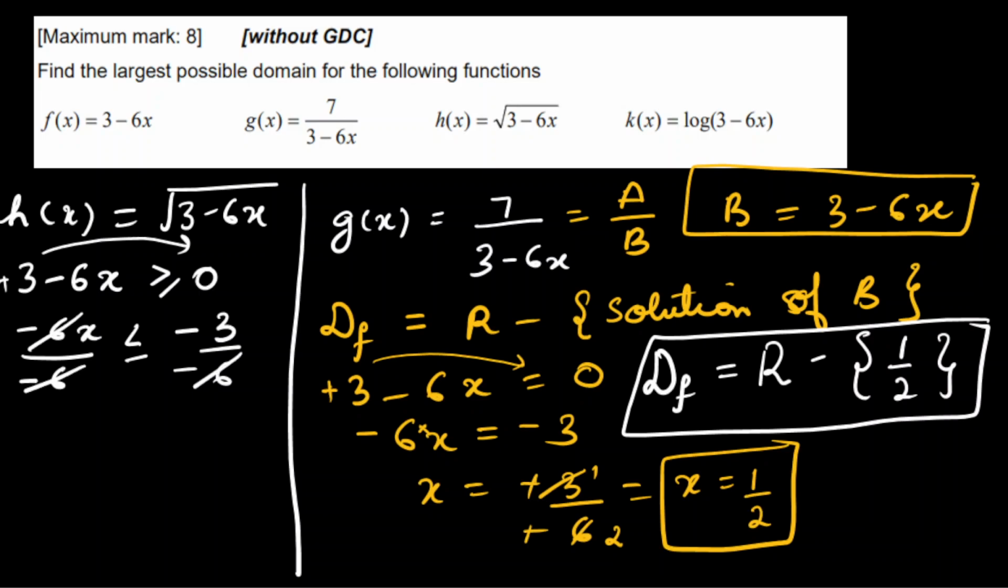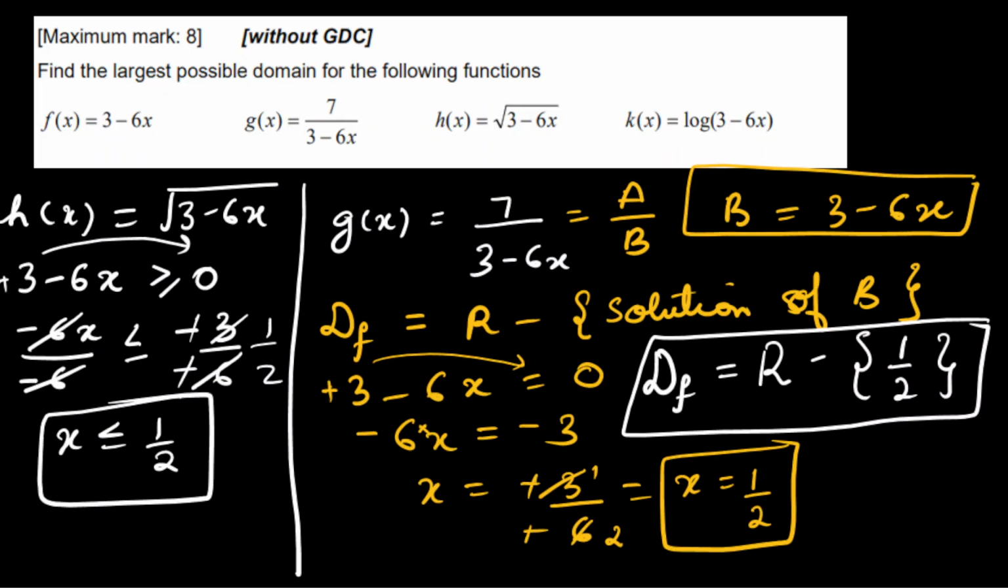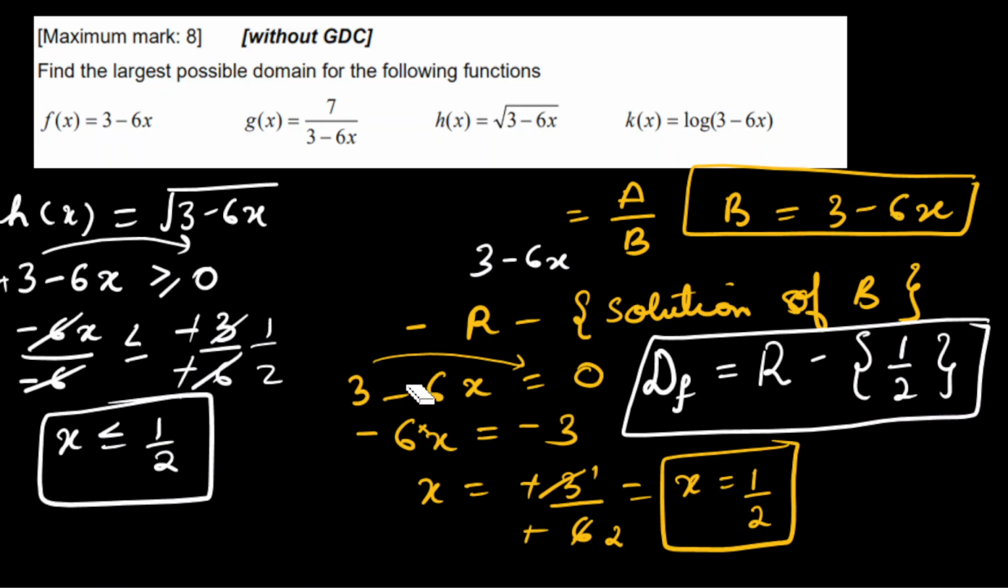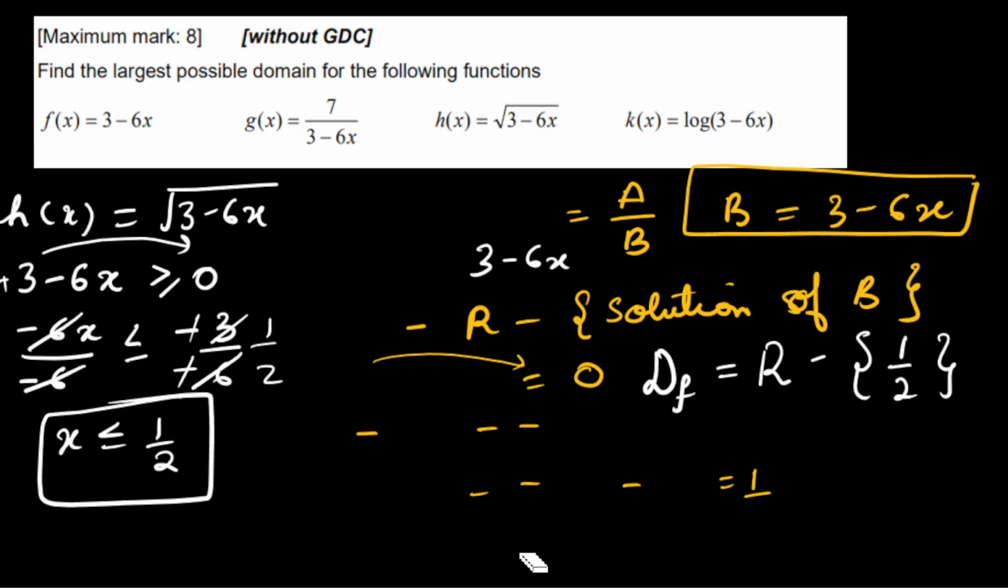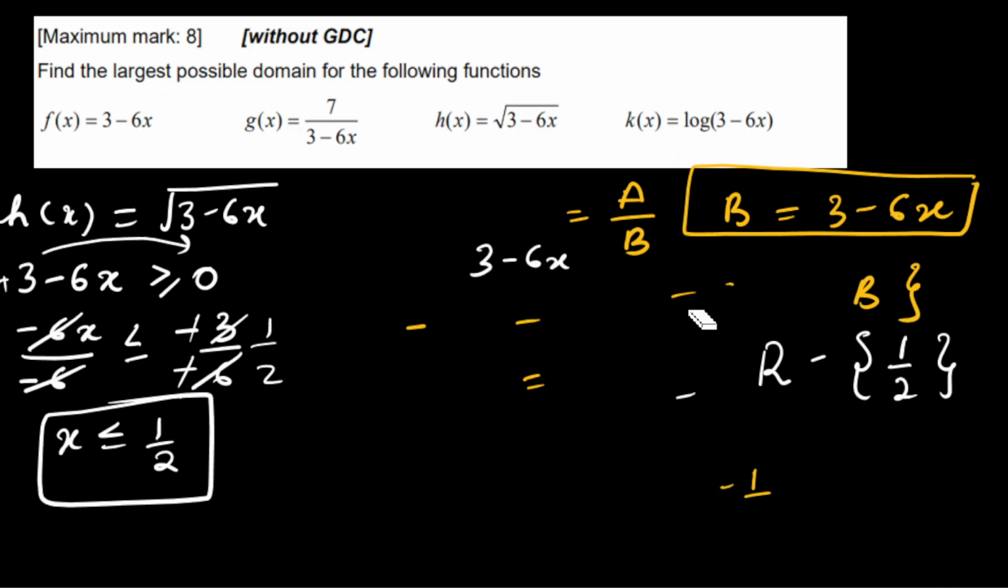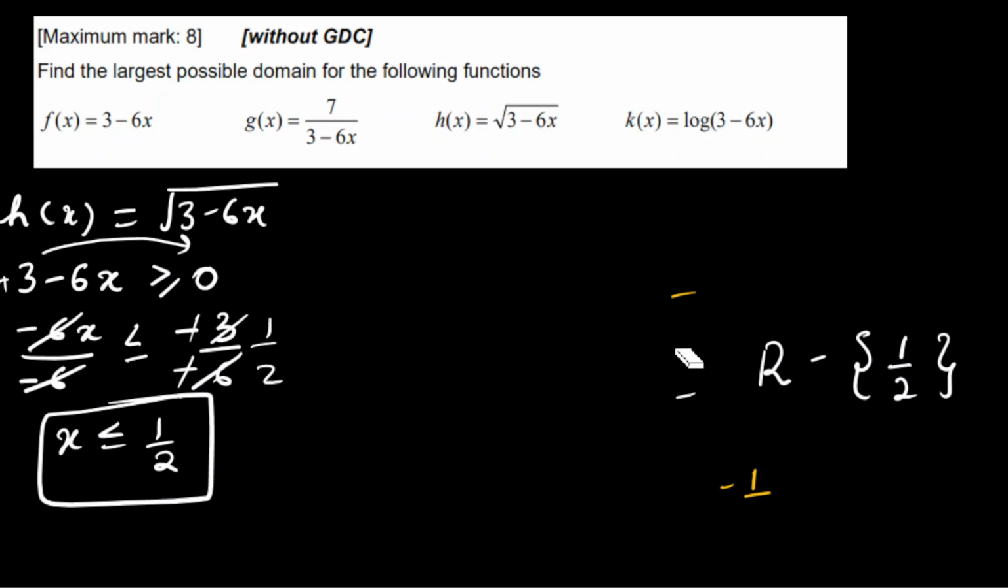Negative 6 and negative 6 will get cancelled, so here I'll get 1 by 2. So x is less than or equal to 1 by 2. x less than or equal to 1 by 2 is the domain of this function. So we can write the domain of the third one.